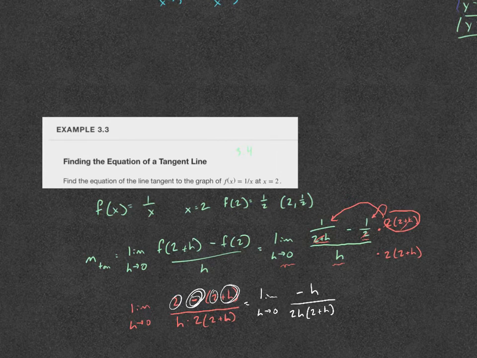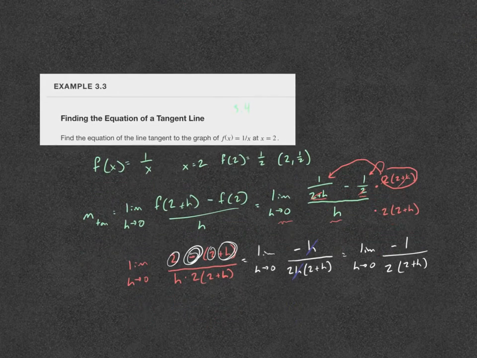So what can we do to simplify this? Well, I can cancel my h in the numerator with that h in the denominator. So this now becomes the limit as h goes to 0 of -1 over 2 times (2 plus h).